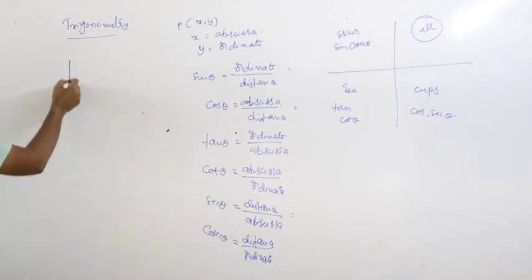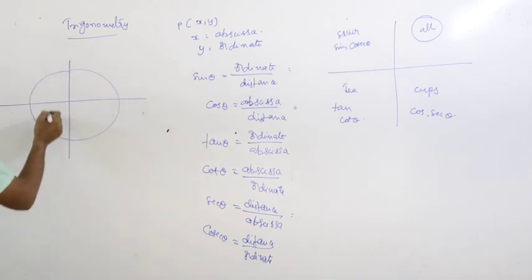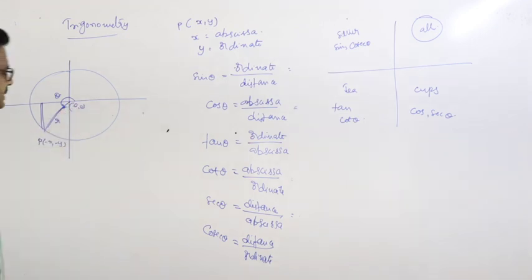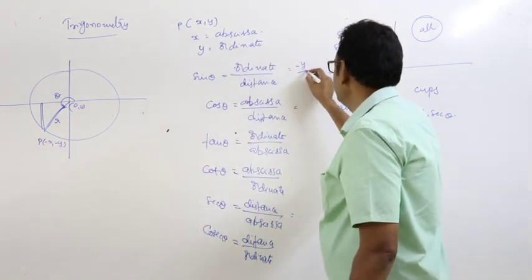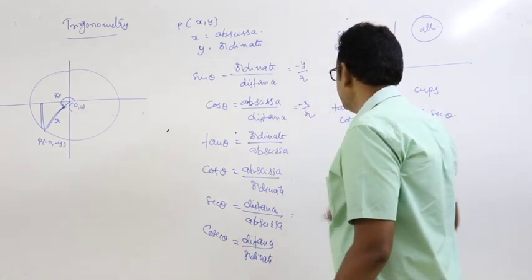If it is in third quadrant, so third quadrant means what? This is the point, minus x comma minus y. So this makes an angle theta. This is r. This is 0 comma 0. Sin theta, ordinate by distance. Ordinate is minus y by r. Abscissa, cos theta is minus x by r.